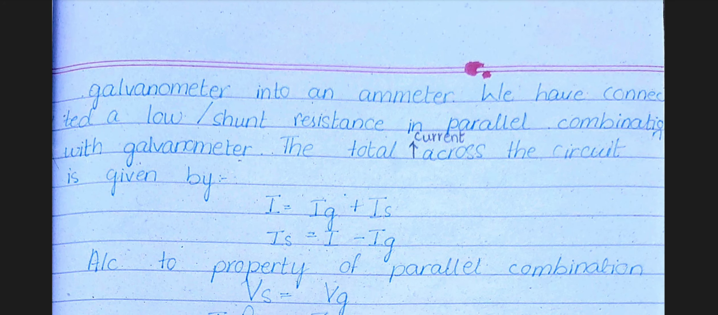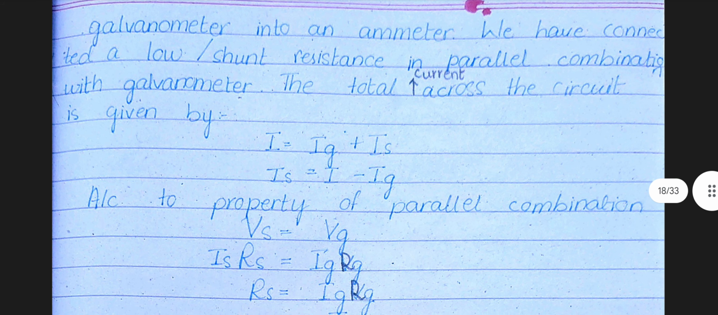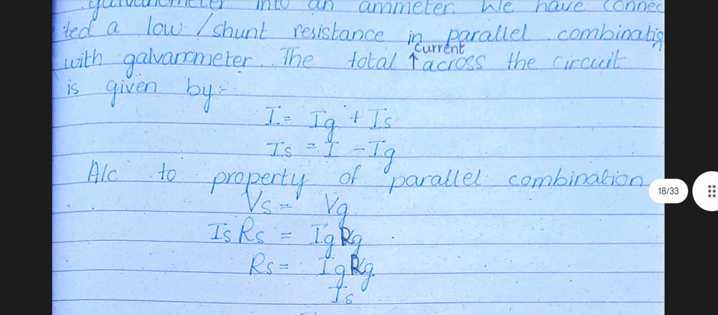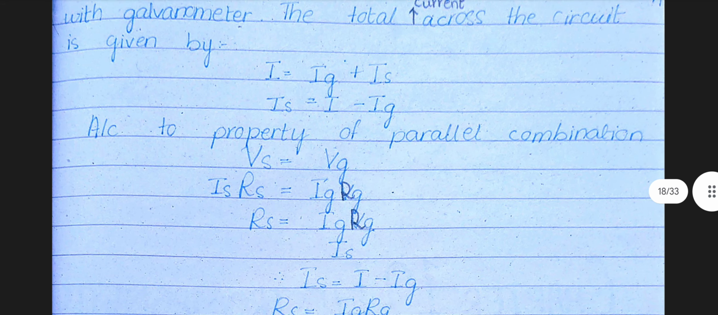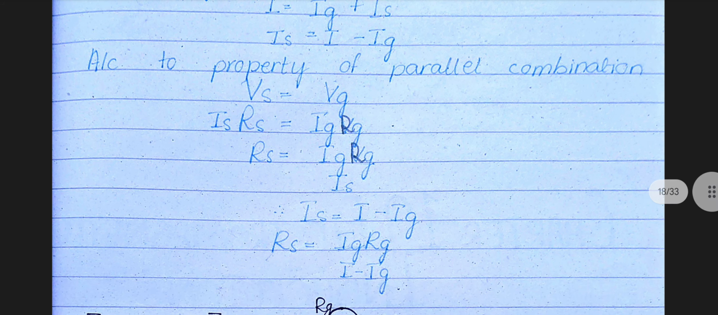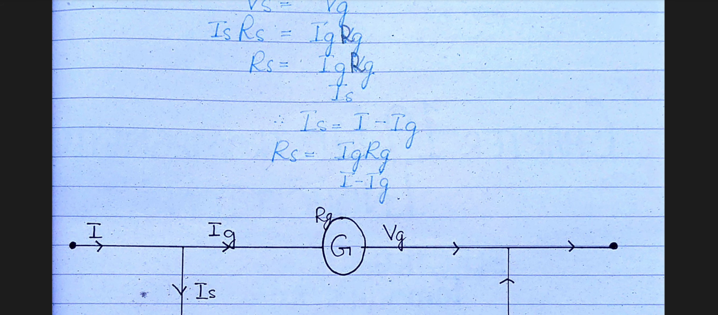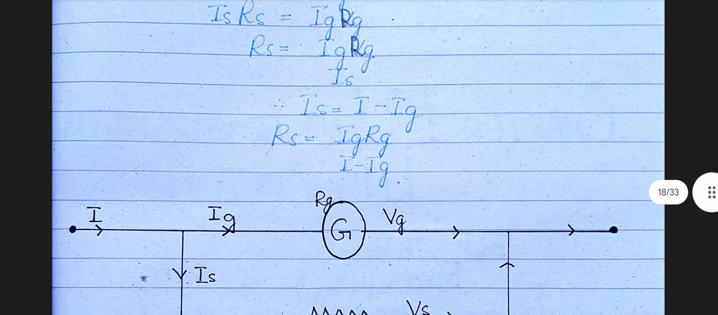The total current across the circuit is given by I is equal to Ig plus Is. Is is equal to I minus Ig. According to the property of parallel combination, Vs is equal to Vg. Is Rs is equal to Ig Rg. Rs is equal to Ig Rg upon Is. Is is equal to I minus Ig. Rs is equal to Ig Rg upon I minus Ig.